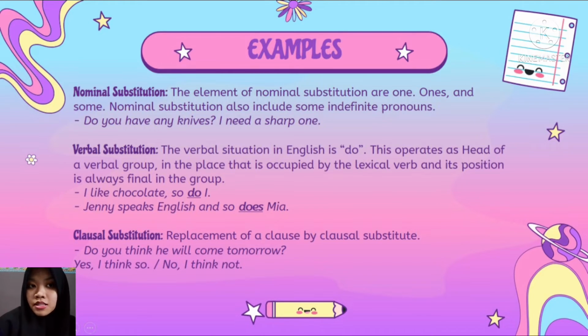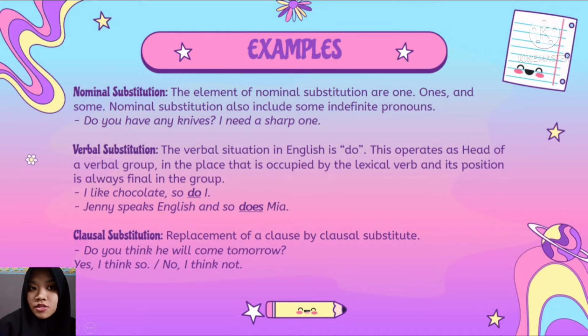And then verbal substitution. The verbal substitution in English is do. This operates as head of a verbal group in the place that is occupied by the lexical verb, and its position is always final in the group. For example: I like chocolate, so do I. Jenny speaks English, and so does Mia.